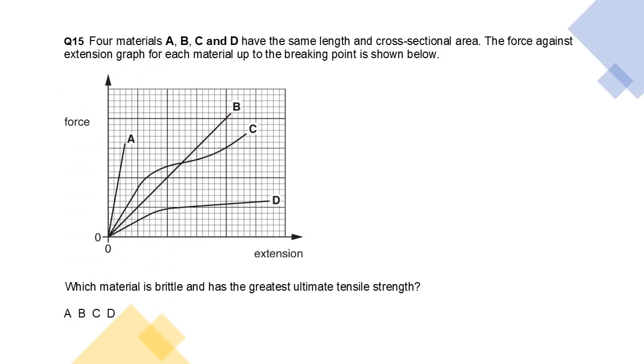Question 15, you have again 4 materials there, and they are asking you 2 things here, so be careful about that. Which material is brittle and has the greatest ultimate tensile stress? Brittle means it should be only a straight line and nothing after that. So you can see that it is A and B. They have put one more condition there, ultimate tensile strength. So that is B.